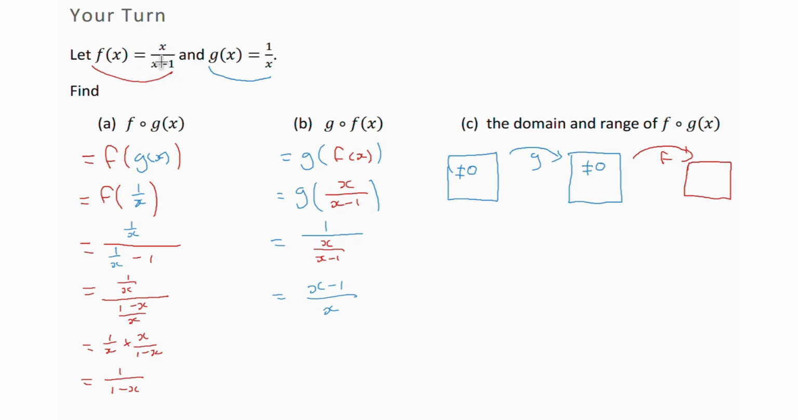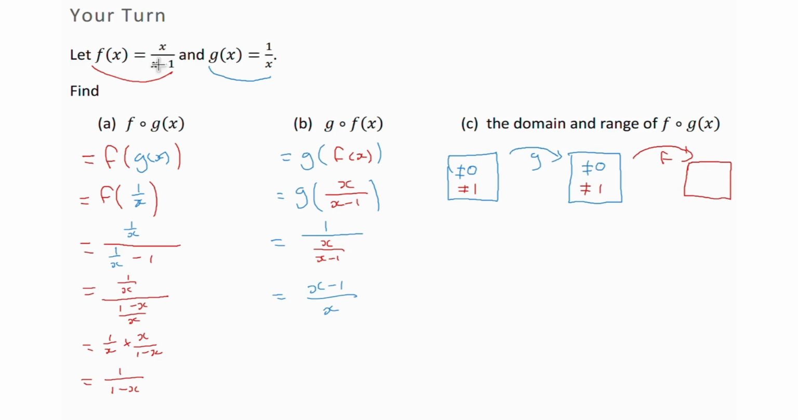And what can we input into f? Into f we can input anything except for 1, because if we input 1, we'd get a denominator of 0. If we can't input 1, that means we can't get 1 out of g, which means we also can't input 1 into g, because if we input 1, we would get 1 out, and that would not work there. And what would be our result then? Well, we can get anything except for when x is 0 or x is 1.